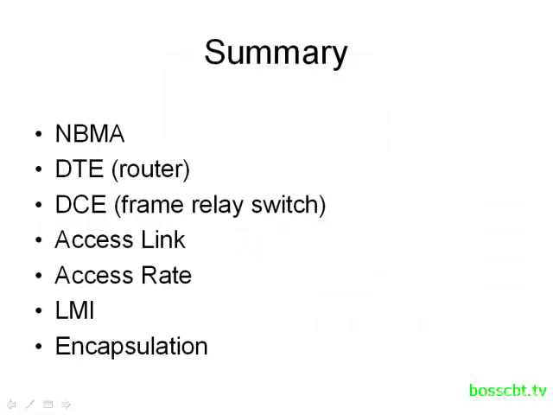Okay, so let's summarize what we covered. We now know that frame relay is a non-broadcast multi-access technology, and devices that connect to that network are known as DTEs, or for us, it was our routers. Now, the routers eventually connect to a DCE, which is the frame relay switch. In between them is the access link. That's our serial connection between the router and the DCE. The speed, or the bandwidth, on that access link is commonly referred to as the access rate.